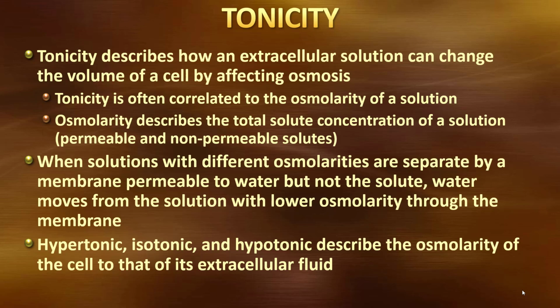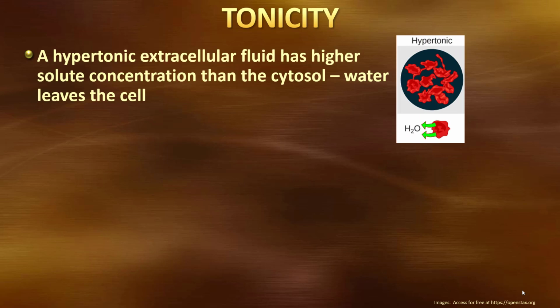So hyper, remember, means more. So there's going to be a higher concentration. Iso means the same, and hypo means below or less than. If we look at a hypertonic solution, imagine you have a cell bathed in fluid that is hypertonic to it. So it has a higher solute concentration than that cell has. The cell is considered hypotonic to the solution, and the solution is hypertonic to the cell. We have higher solute concentration out here, it's hypertonic. We have lower solute concentration inside the cell, it's hypotonic.